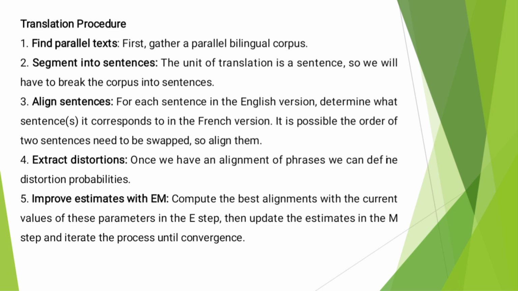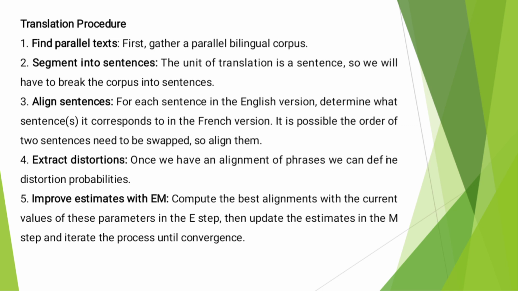The next step is to extract distortions. Once we have an alignment of phrases, we can define distortion probabilities. If it has high probability, then do this.